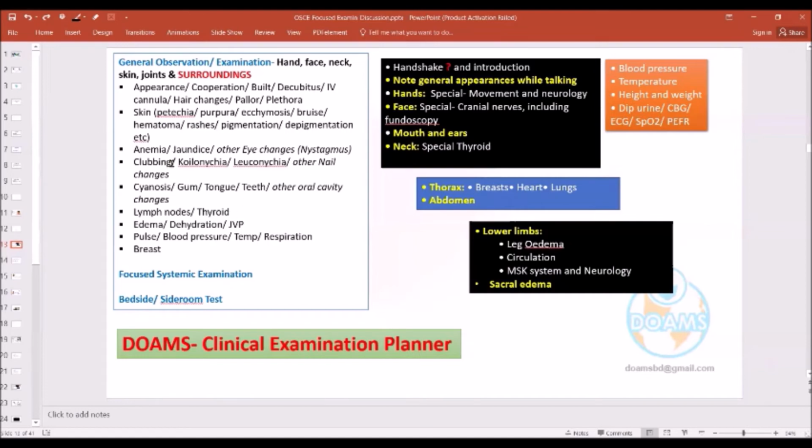So if you look at clubbing, koilonychia is not important. So one thing you can add is clubbing. Then you can look at the tongue. Then come to the lymph node or thyroid gland examination, edema, dehydration, JVP. I believe that it will not take too much time. But pulse, irregularly irregular or not, is very important.